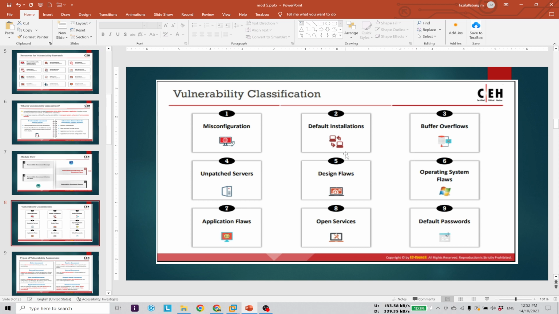Okay, application flaws. As I said before with design flaws, the same thing happens in application flaws. If an application is not designed properly, or somewhere the code has become the vulnerability itself, then this is an application flaw. That can also lead to compromise of our system. And what are open services? Some services are used, for example, I'll give you one example.